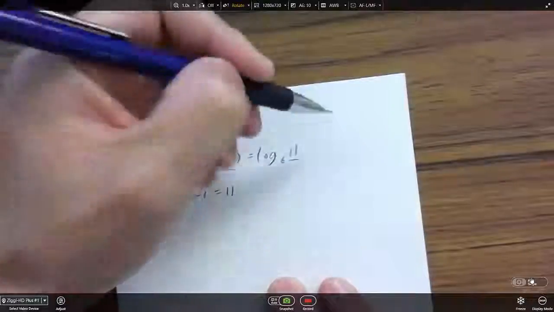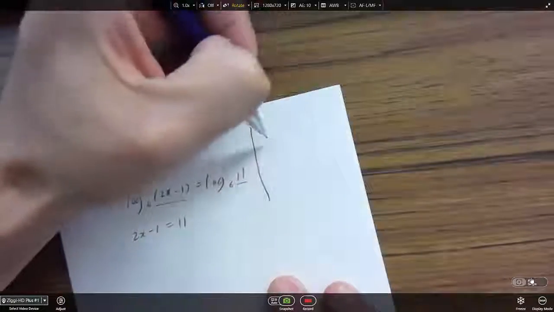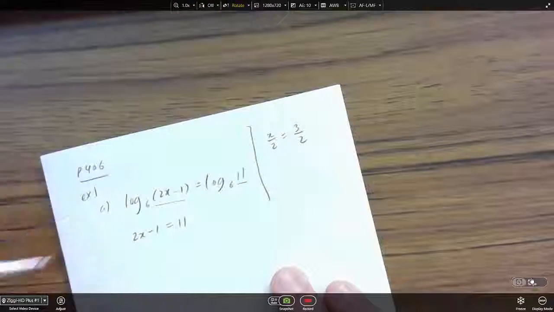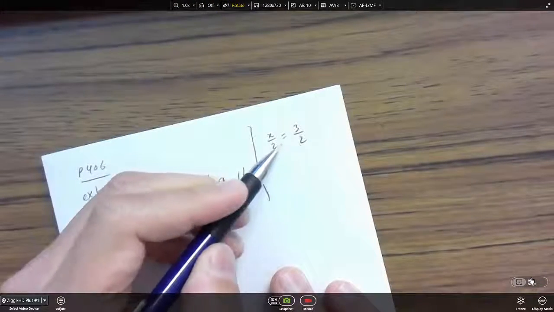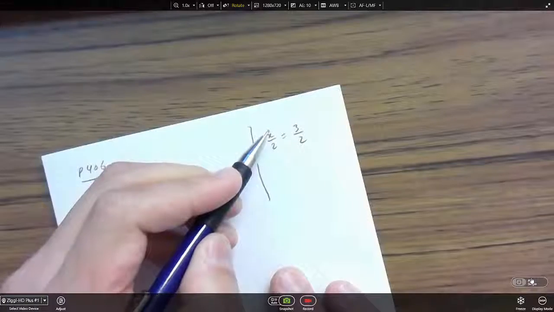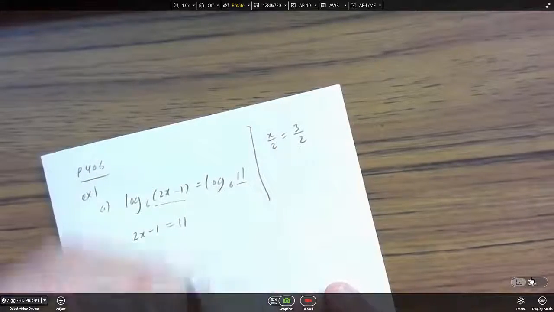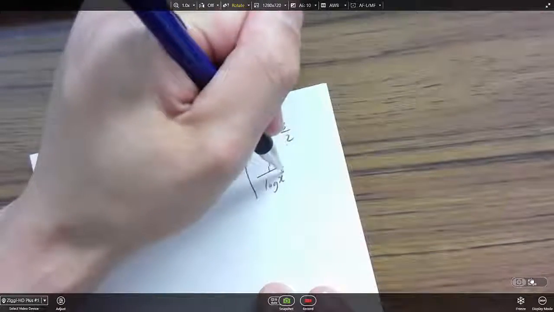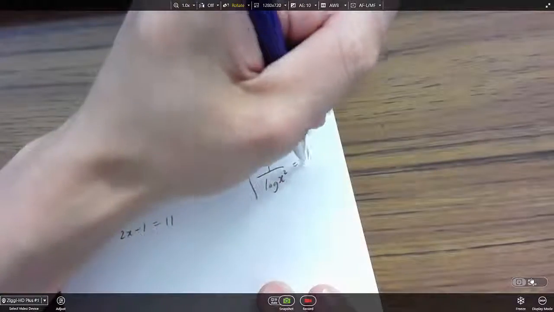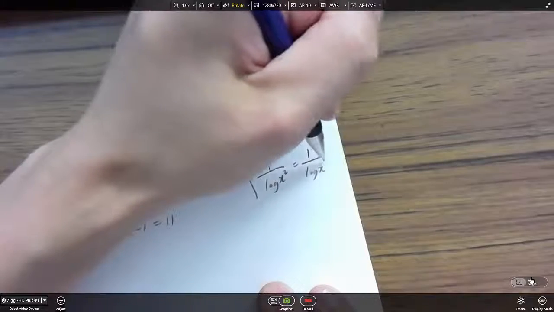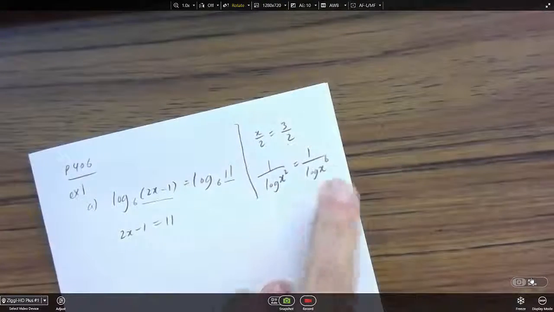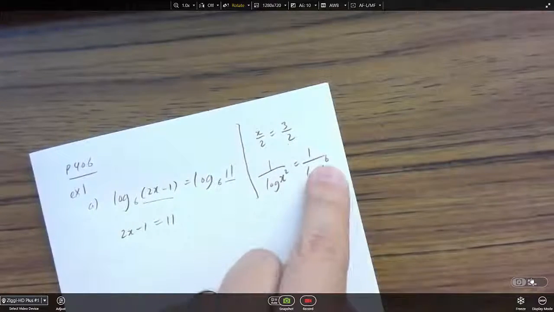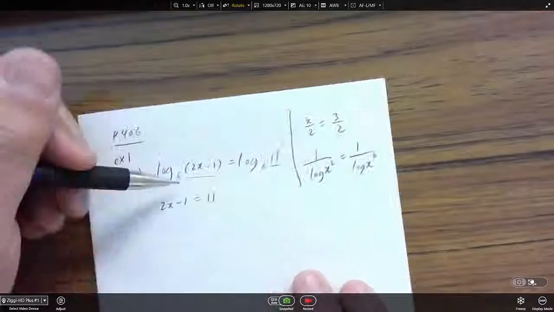How do we do that? Look at the pattern here. If I say x over 2 is equal to 3 over 2, we have the same denominator, and the equal sign here, so x must be 3. Once again, if I say 1 over log x squared is equal to 1 over log x to the b, what is b? Immediately I see the pattern, the b must be 2. So that's how I'm doing this one over here.